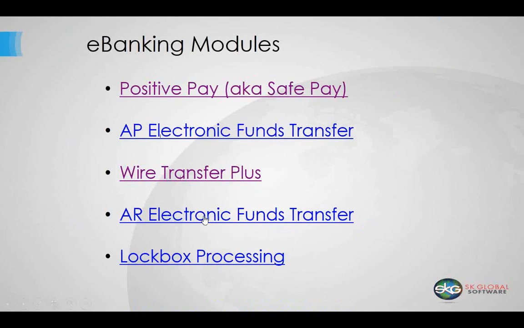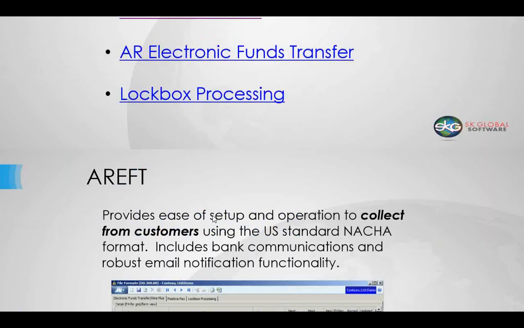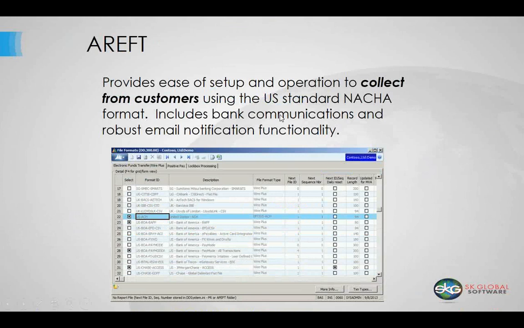So let's go to the AR side, where we have AR electronic funds transfer. This is exactly the mirror image of the AP side. It's used to collect from customers. So you have your invoices that are set up, and this is going to use a NACHA file in order to retrieve money from your customers. This is the same process that's used by either your car payment or your mortgage, where you set up what's called the direct debit, or we call it AREFT, which will actually pull money from your account based on your authorization.